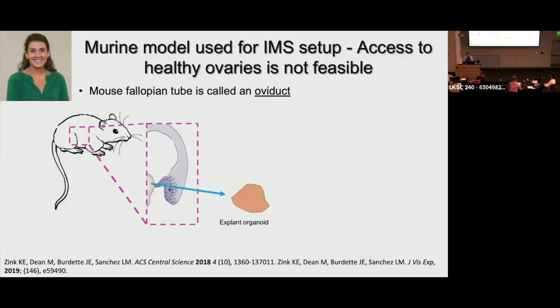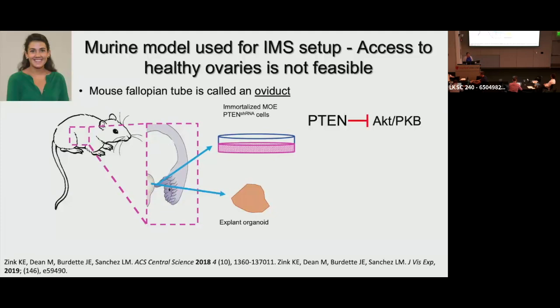So we're going to use healthy ovaries. And then we're using an immortalized murine oviductal epithelial cell line that has a P10 mutation. As a chemist, I was like, I don't know what any of this is. And I had a fantastic collaborator, Joanna Burdett, that's taught me a lot about cancer biology.